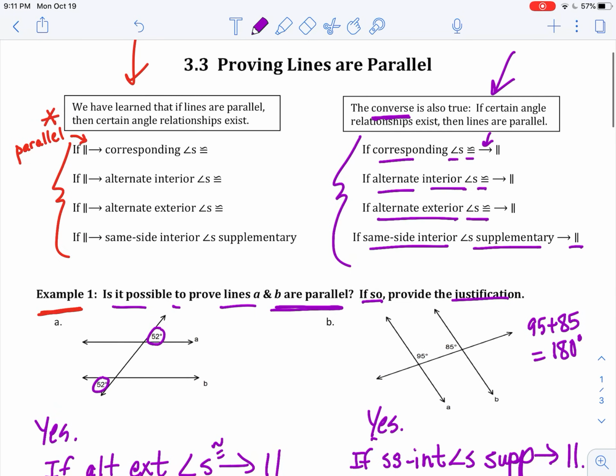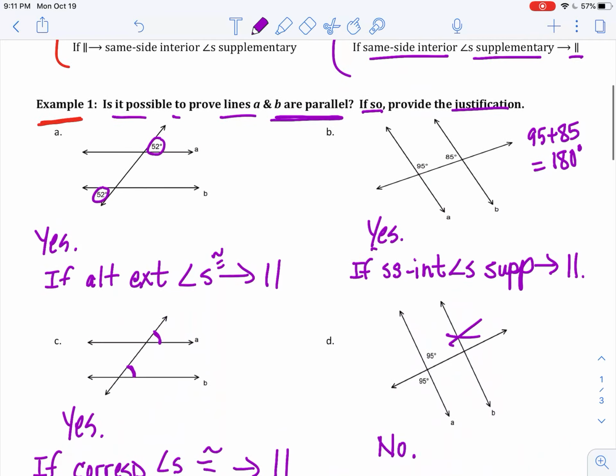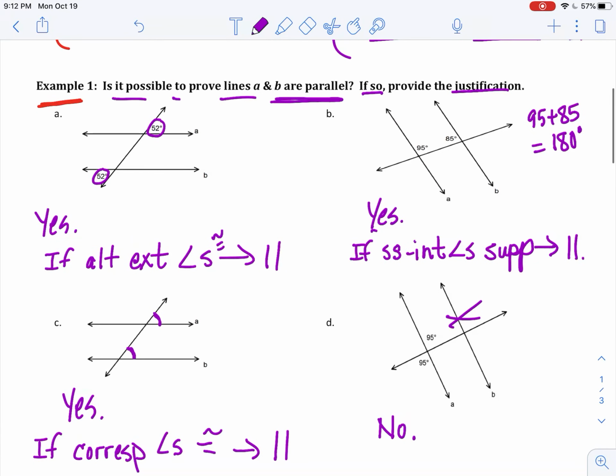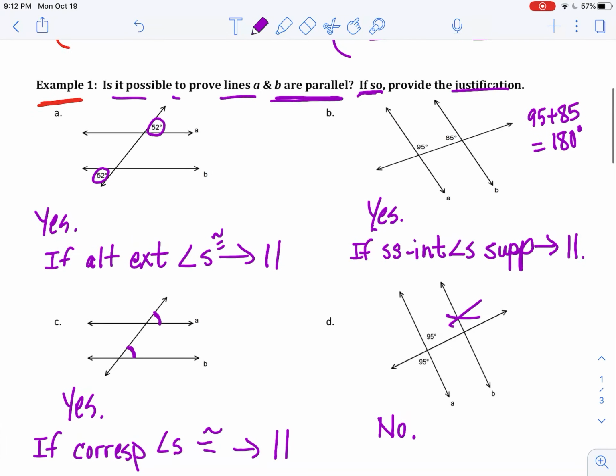If you go up to the top here, none of those theorems that we have summarized at the top have anything to do with vertical angles. And so we will stop by saying no because there's no justification that we can come up with. Vertical angles do not prove that lines are parallel. So that one we'll say no because it said only tell us the justification if we know that the lines are parallel.